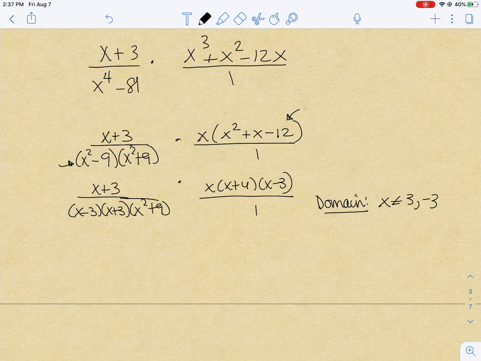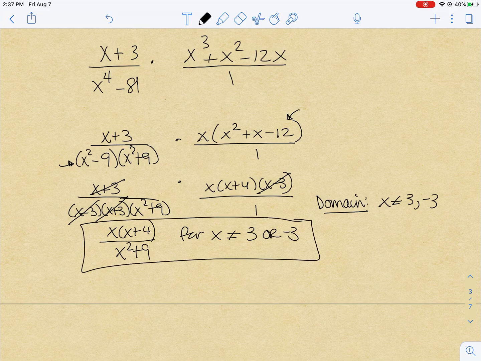So now we're ready to start dividing out common terms. So x plus 3 over x plus 3. We got an x minus 3 and an x minus 3. And that looks like that's about it. So if I put what's left in the numerator, I have an x and an x plus 4. In the denominator, I have x squared plus 9. And I say for x not equal to 3 or negative 3. And that would be the solution.